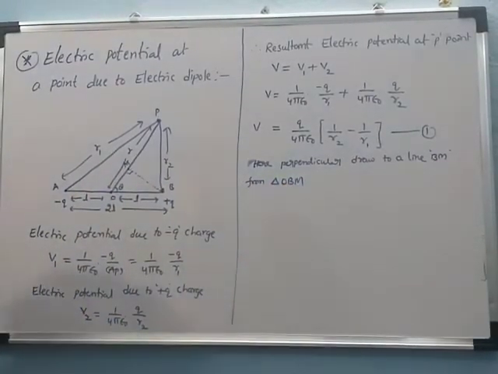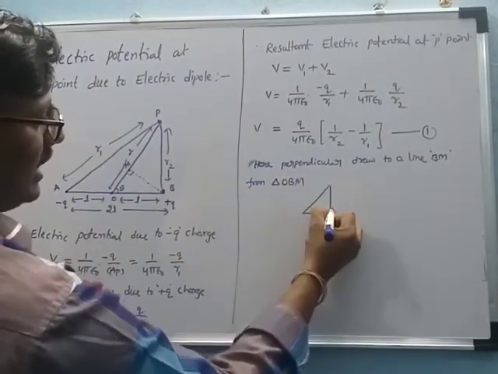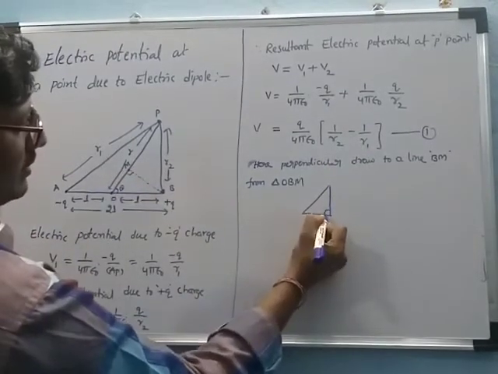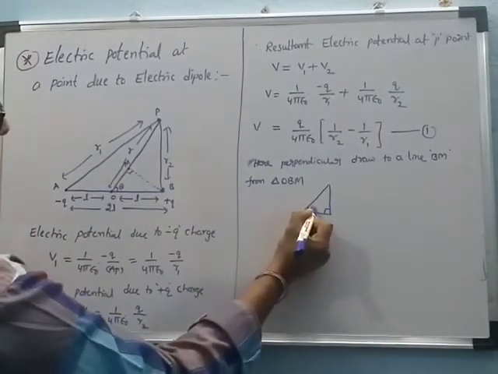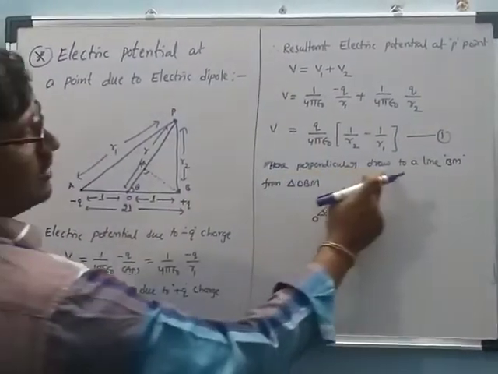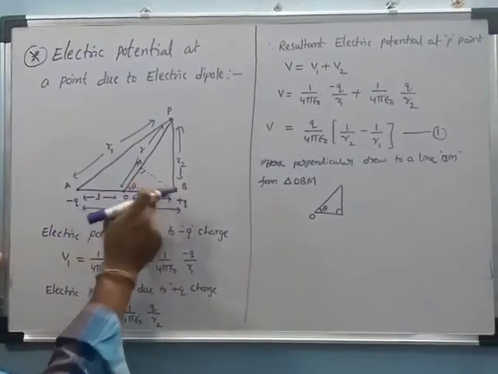OBM. Observe further. This is the triangle. Now where is the perpendicular? This is the perpendicular, here the angle. Now where is the angle? That point is O. Draw the perpendicular to the line BM from triangle OBM.